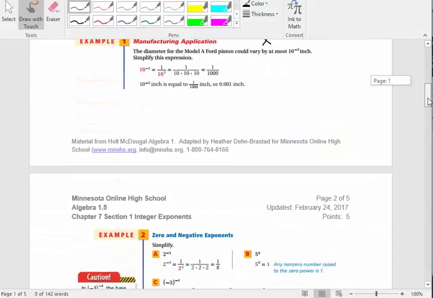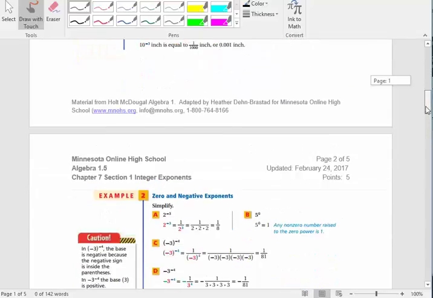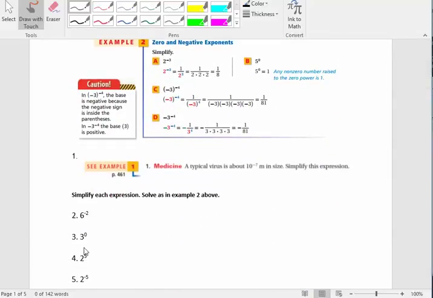There's number 1 is like that. Where did my number 1 go? Here it is. Number 1 says medicine. A typical virus is about 10 to the negative 7th meters in size.